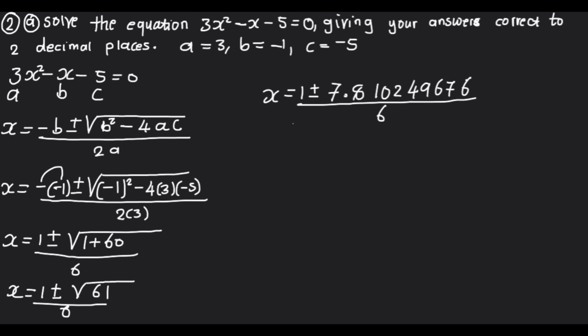Then upon reaching here, we are going to separate this into 2 equations. So the first equation will consist of the positive. So here we are going to have 1 plus 7.8102469676, and we'll do the same with the other one, but we will have minus.